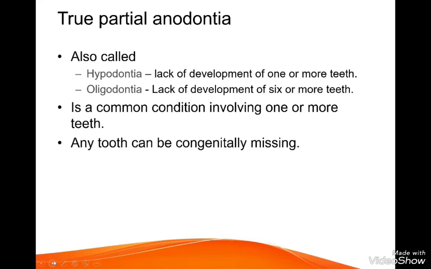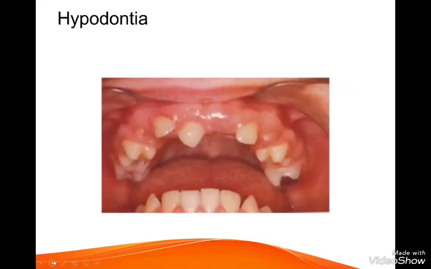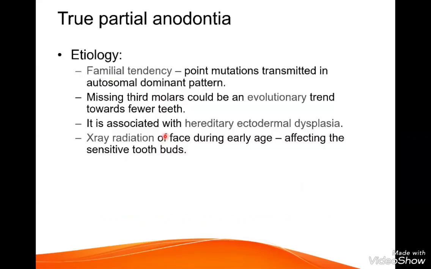To summarize the same point, hypodontia refers to the lack of development of one or more teeth. Oligodontia refers to the lack of development of six or more teeth. It can commonly involve one tooth or more teeth, and any tooth can be congenitally missing. This is a clinical picture where you can see multiple missing teeth. So this is a clinical picture of partial anodontia.